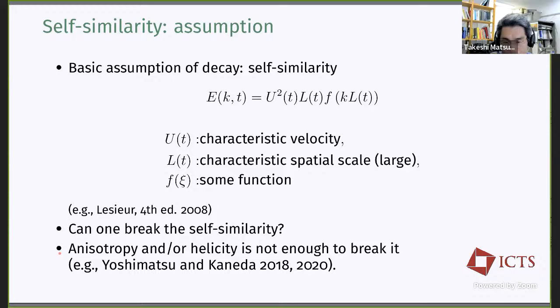And I should add that up to now, I assumed the decaying flow is homogeneous and isotropic. But you may say, if we add anisotropy or some helical motion or helicity, then the self-similarity may be easily broken. But the answer is that anisotropy and or helicity may not be enough to break this basic assumption. So whether the self-similarity persists or not is our question in this talk.